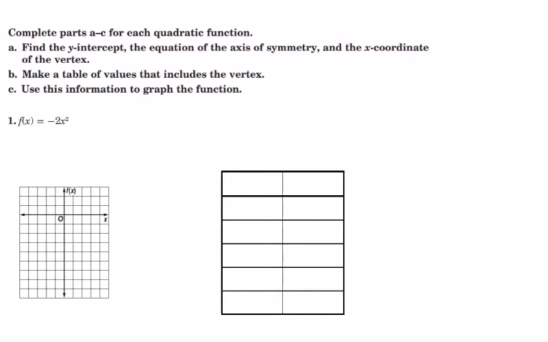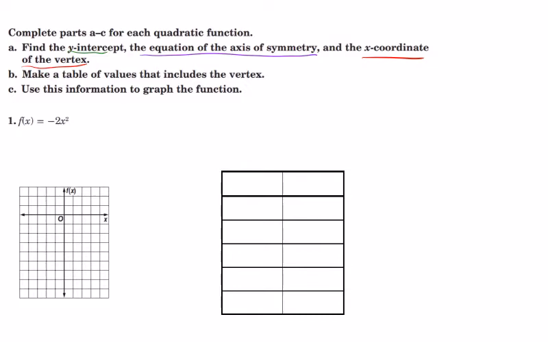All right. So number one here, it says complete parts A through C for each quadratic function. Find the y-intercept, the equation of the axis of symmetry. Notice how it's the equation of the axis of symmetry, right? Because it's a line, so it has an equation. It's not just a value or a point. And then we want to find the x-coordinate of the vertex. Then we're going to make a table of values. We'll see that table here. And we want to use this information to graph the function.